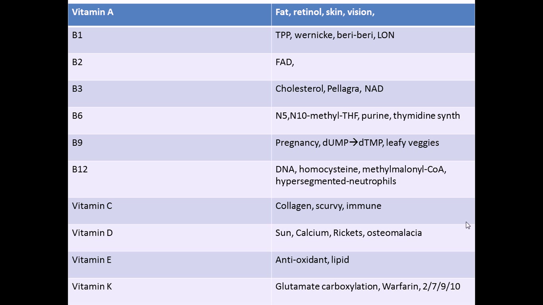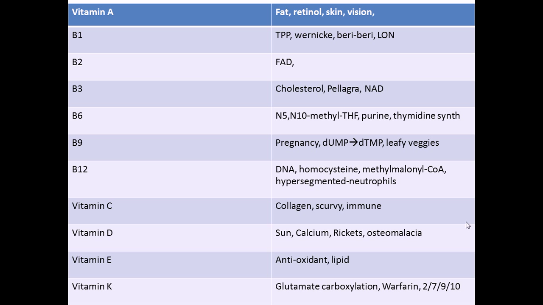B3, that's going to be your niacin. Niacin, you want to think cholesterol medicine, because niacin is used to lower cholesterol. However, you may see a deficiency in niacin, and that's going to give you your pellagra, your 4 Ds: dermatitis, dementia, diarrhea, and death. Pellagra. And also, you're going to need that niacin to make NAD.